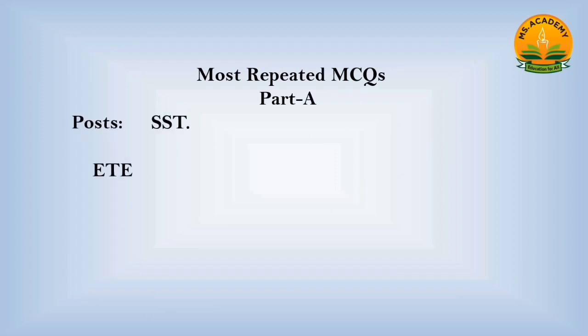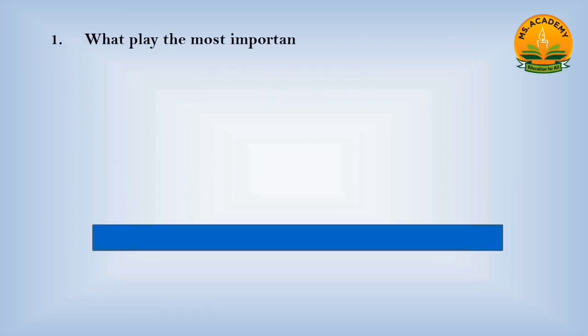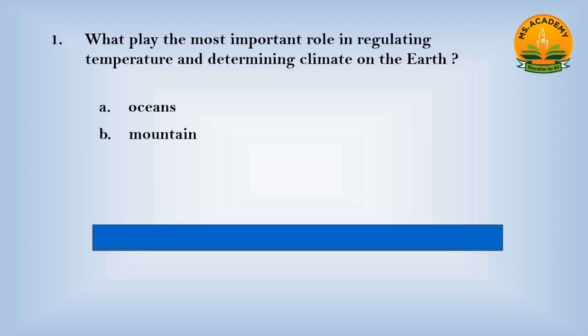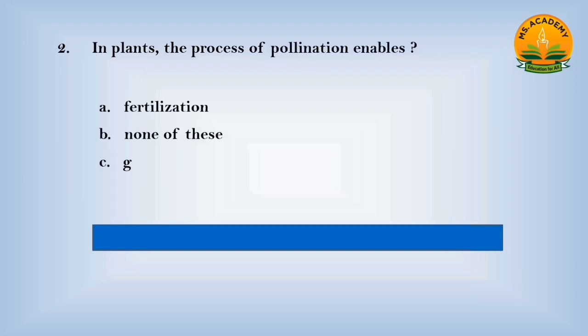Most repeated MCQs Part A for the post of SST. What plays the most important role in regulating temperature and determining climate on the earth? A. Ocean, B. Mountain, C. Desert. Answer is A. Ocean. In plants, the process of pollination enables A. Fertilization, B. None of these, C. Gymnosperm. Answer is C. Gymnosperm.